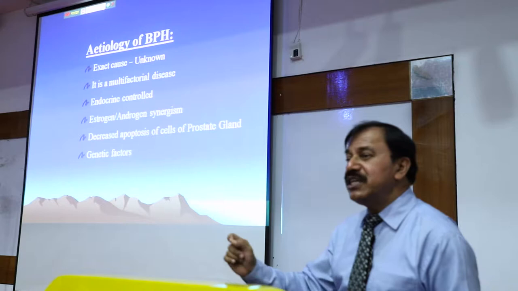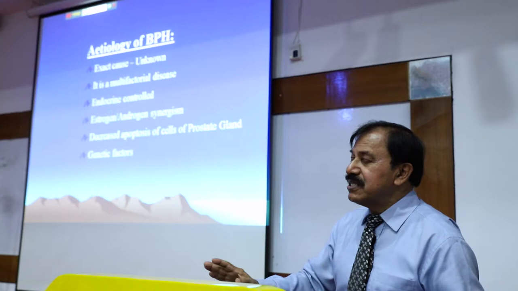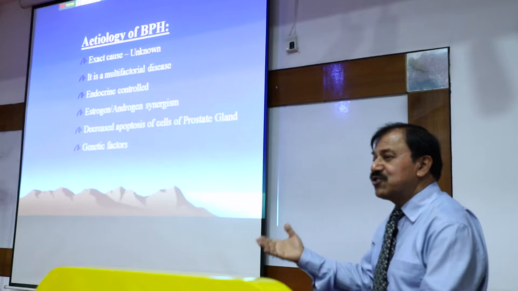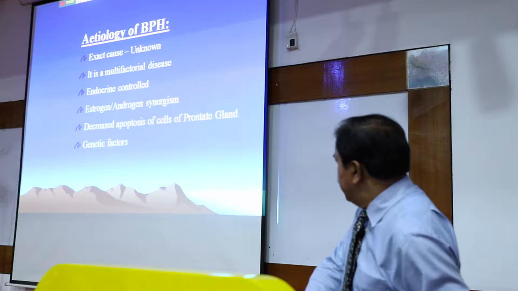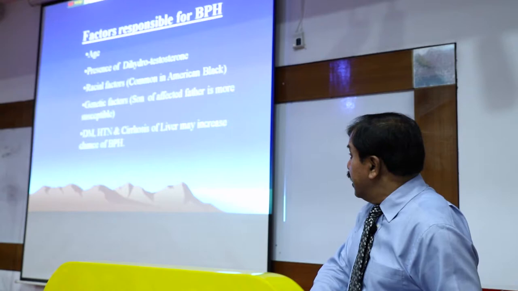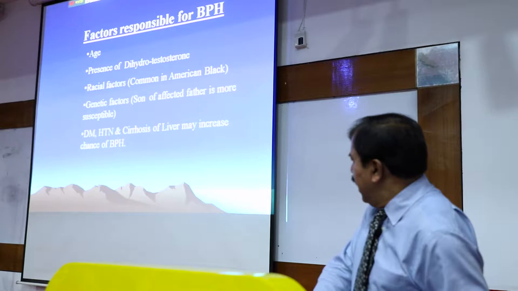If testosterone is absent, there is no enlargement of the prostate. If in boyhood the testis is removed, the factory from where testosterone develops, the person will not develop any BPH or enlargement of the prostate. That is confirmed. So it is endocrine control. Estrogen and androgen also act synergistically, creating an effect that leads to enlargement of the prostate. Decreased apoptosis of the cells of the prostate gland is another hypothesis. Some genetic factors are also related. Factors responsible for BPH include age, presence of dihydrotestosterone, racial factors, genetic factors, and also diabetes mellitus and hypertension.